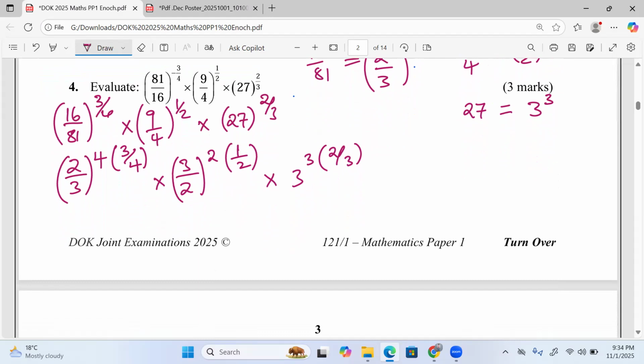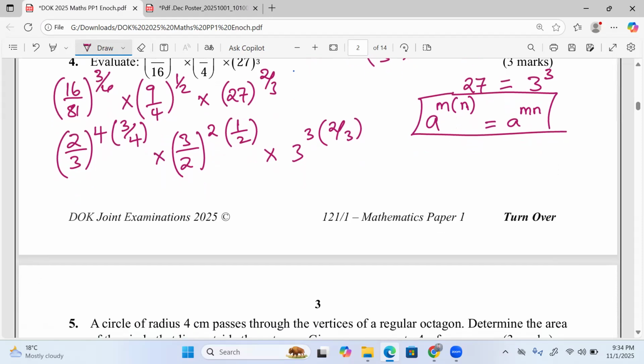Then we're supposed to remember something called the product law of indices that says, given a power m, then another power n, we simply take a raised to the product of m and n. That's the product law of indices. So we just multiply the indices in each case. So 2 over 3 shall be raised to power 4 times 3 over 4.